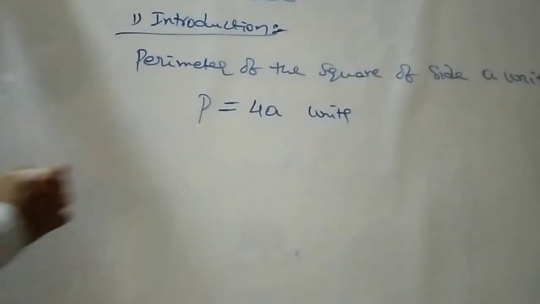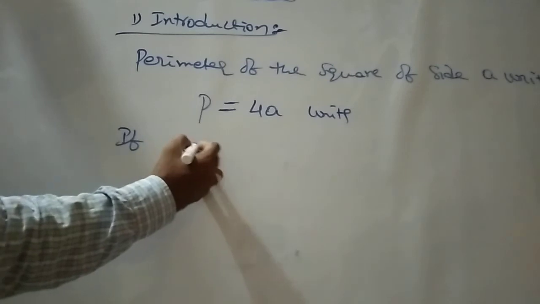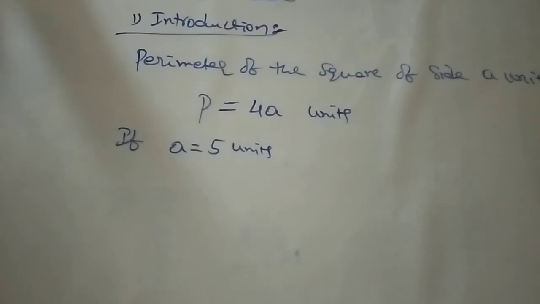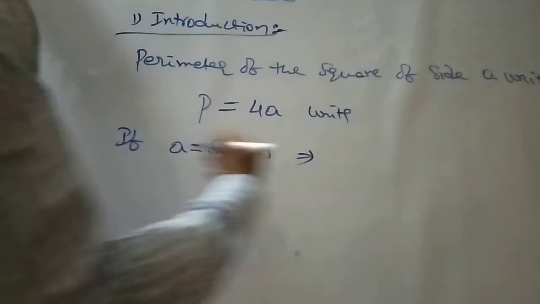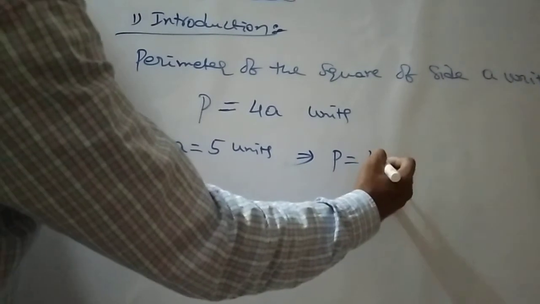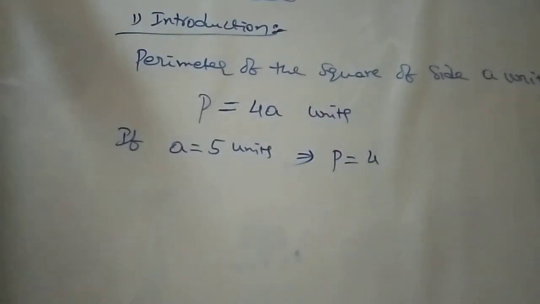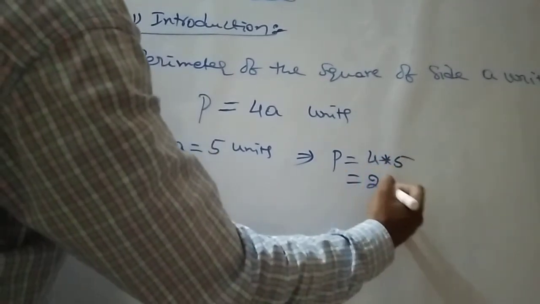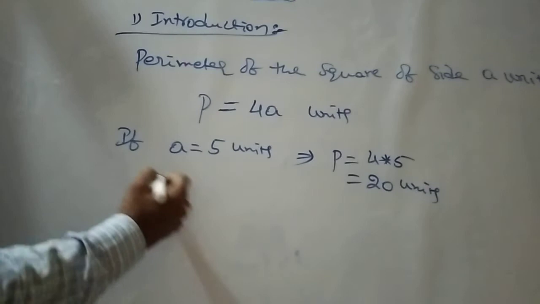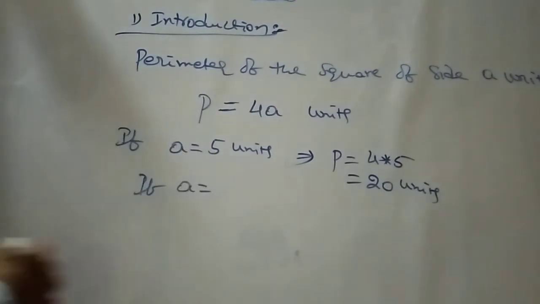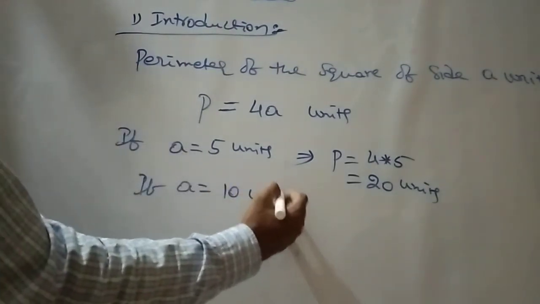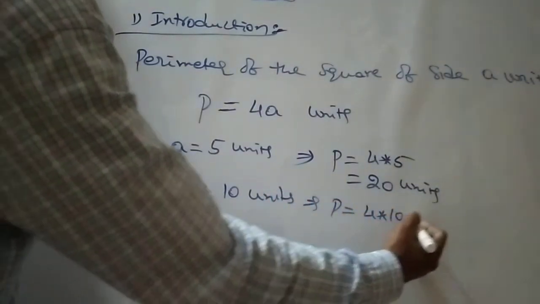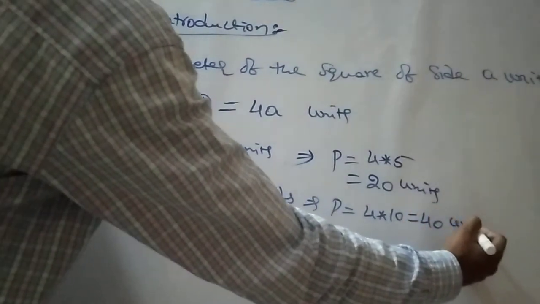Next, suppose A is equal to 5 units, what is the perimeter? Perimeter means border, the length of the border. Perimeter is equal to 4 into A, that is multiplication. 4 into 5, that is 20 units. Suppose A is equal to 10 units, what is the perimeter? 4 into 10, that is 40 units.